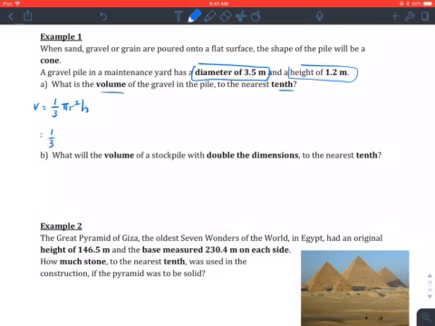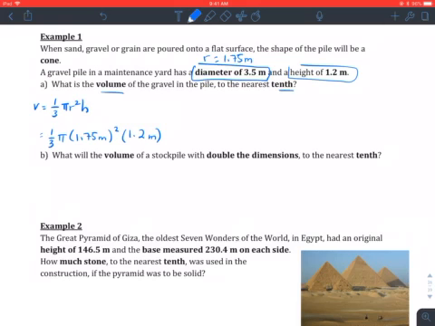So we can go ahead and put in all the numbers we know. 1/3 times pi. The diameter is 3.5, which means the radius is going to be half of that. So we're going to take 3.5 divided by 2, and we're going to get 1.75 meters. So my radius is 1.75 meters. We'll square that value, and we'll multiply by the height of 1.2.